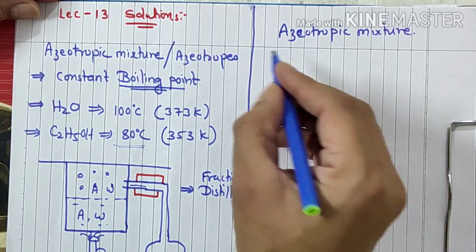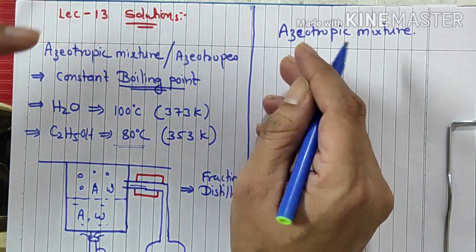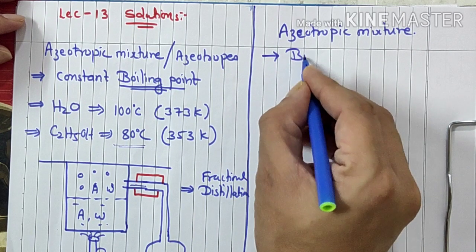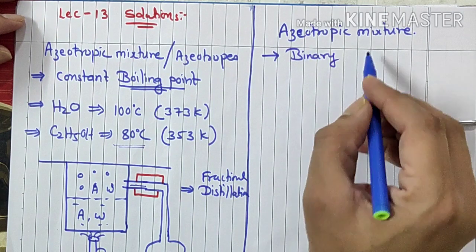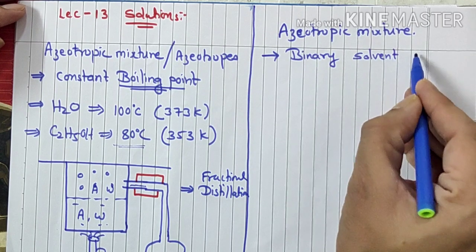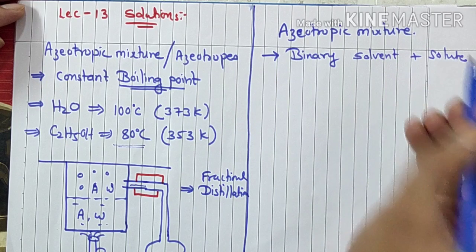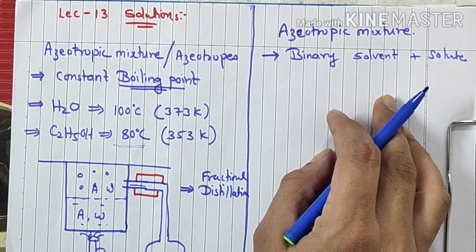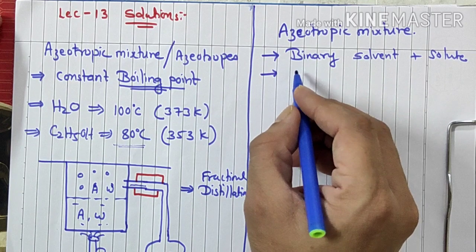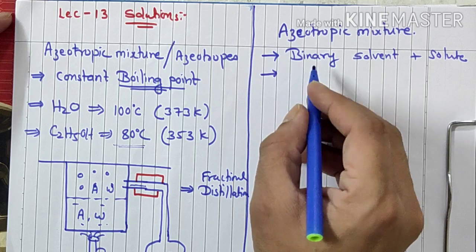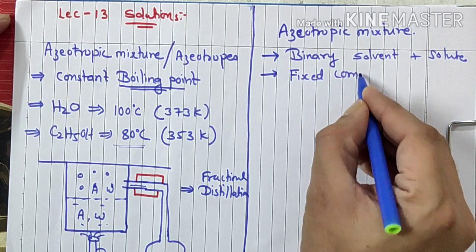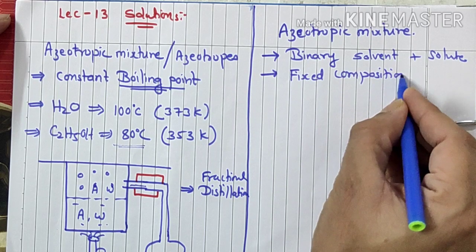Azeotropic mixture. See, for a solution to be azeotropic, कुछ conditions हैं. उसमें condition number 1, the solution should be binary. Means it should consist of one solvent and only one solute. Right? It should be a binary. Okay. Second very important point, student. Very important point. The point is, they must be present in a fixed composition. Fixed composition. What is this fixed composition?